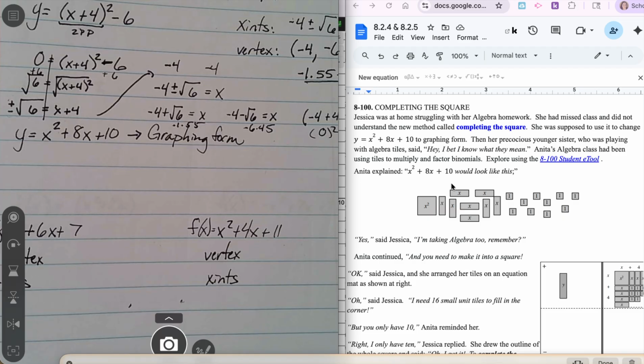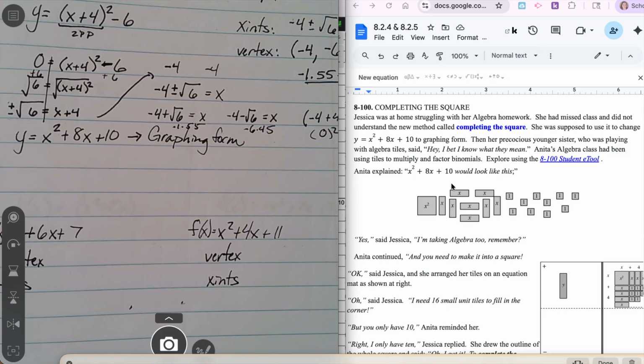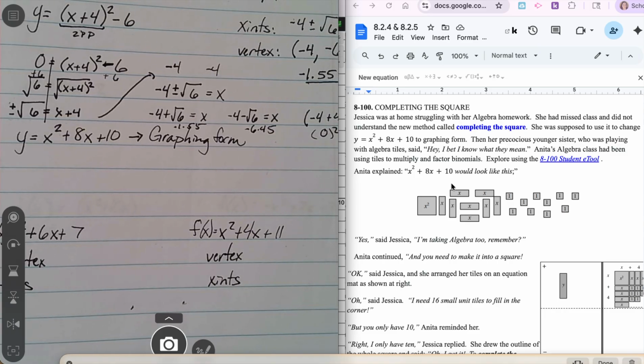So Jessica was at home struggling with her algebra homework. She had missed class and did not understand this new method called completing the square. She was supposed to use it to change y equals x squared plus 8x plus 10 into graphing form. So into that form where it's x plus or minus something squared plus or minus a number at the end. And then her precocious younger sister, who was playing with algebra tiles, said, "Hey, I bet I know what they mean." Anita's algebra class had been using tiles to multiply and factor binomials.